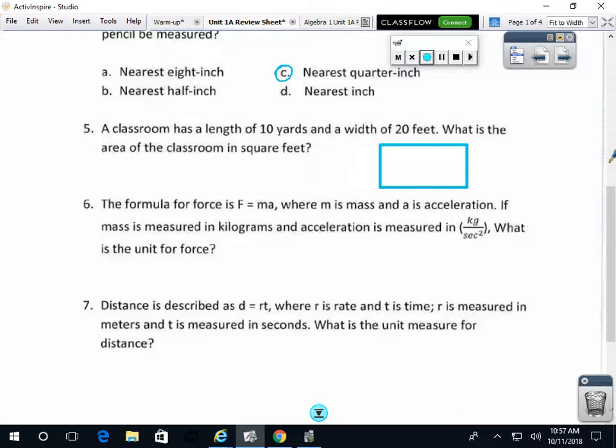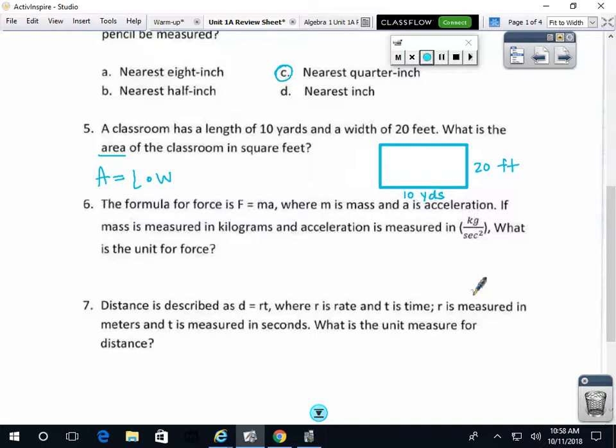All right, number 5. A classroom has a length of 10 yards and a width of 20 feet. What is the area of the classroom? Well, this wasn't there. I drew it in earlier because I know that a classroom is normally a rectangular shape. How do you find area of a rectangle? What's the formula? Length times width. Well, they told us the length is 10 yards. And then they told us the width is 20 feet. So what do we do?